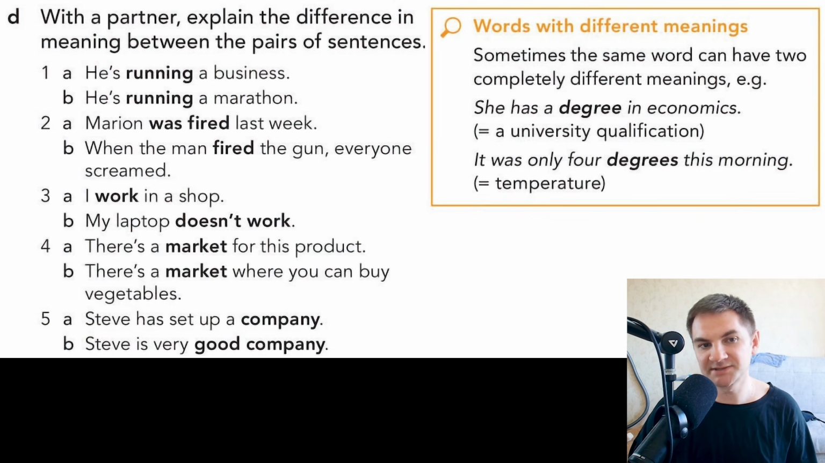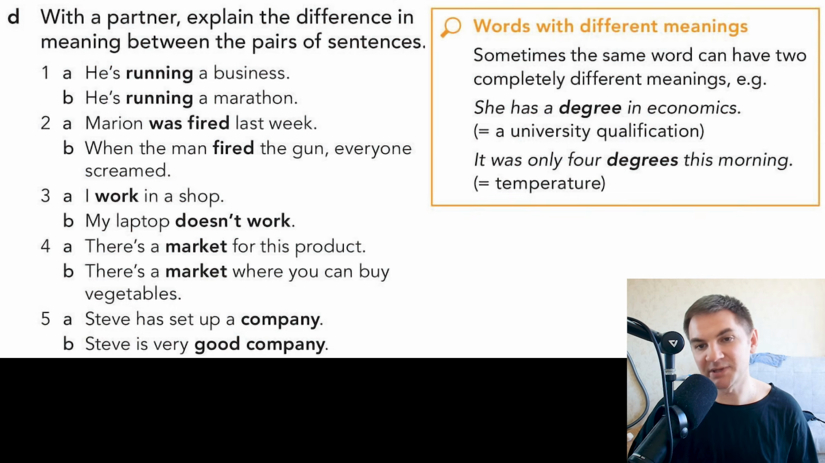Words with two meanings. Sometimes one word can have two completely different meanings. You already know this happens in your own language, yeah, right? English is no different. Look at the example. The word degree can mean a university qualification, yeah? Or a unit of temperature, like 20 degrees Celsius. Same word, two different meanings. Interesting, isn't it? Today you're going to practice this with 5 common words.